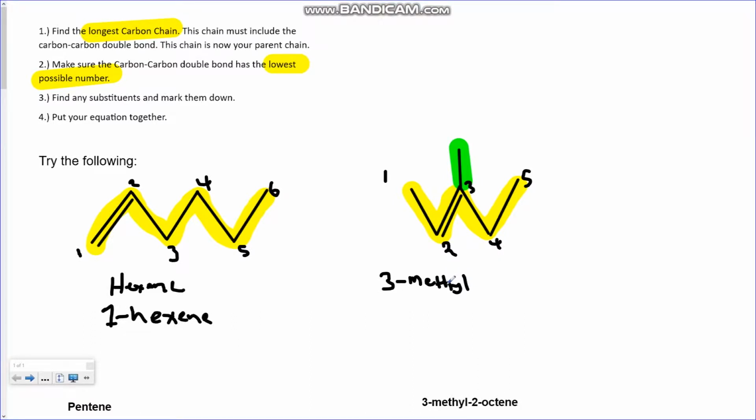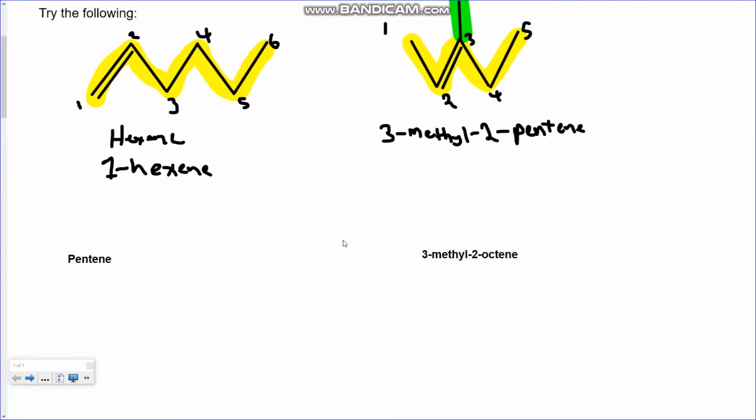Now we also know that there's 5 carbons in the parent chain, so it's going to be pent, and our double bond is on carbon 2, so it'll be 3-methyl-2-pentene. There we go. Alright, moving on.